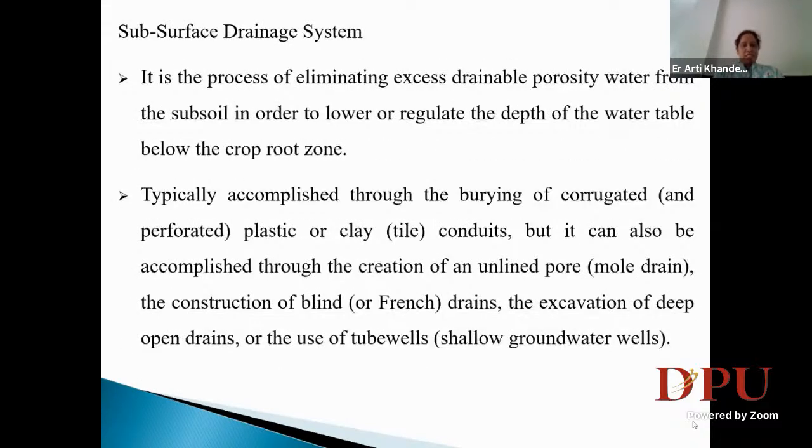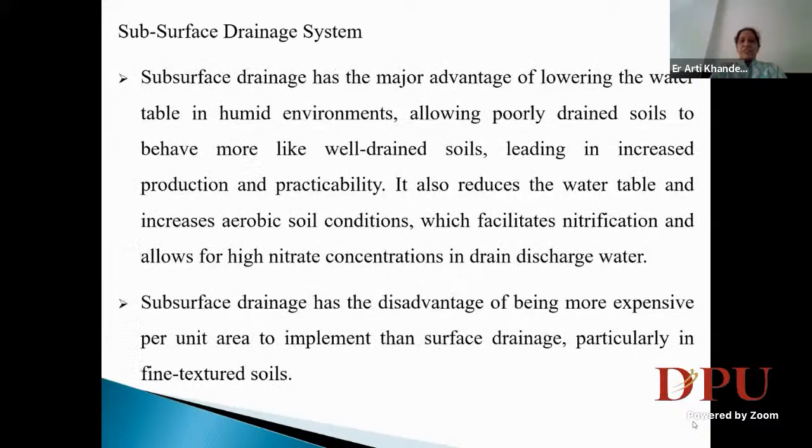Now we will see the subsurface drainage system. It is a process of draining porous water from the subsoil to regulate and lower the depth of the water table below the crop root zone. We remove the water from below ground level, from the crop root zone, which is basically affected by the rise of the water table. Subsurface drainage has a major advantage in lowering the water table, because we work not only on the surface water but also below ground level, and we try to reduce the water table. That is the main advantage of this system. If you can reduce the water table, then in future the system will also help restrict waterlogging and saline issues.